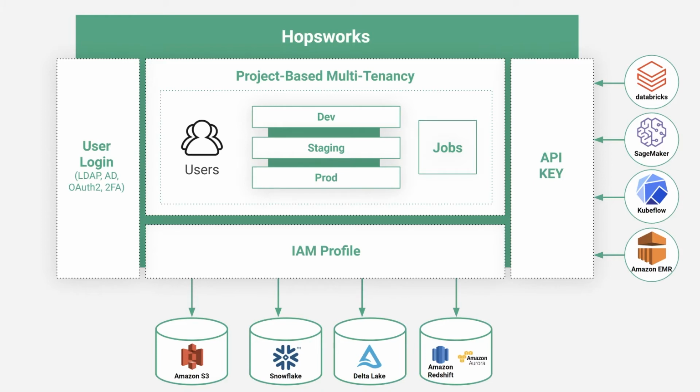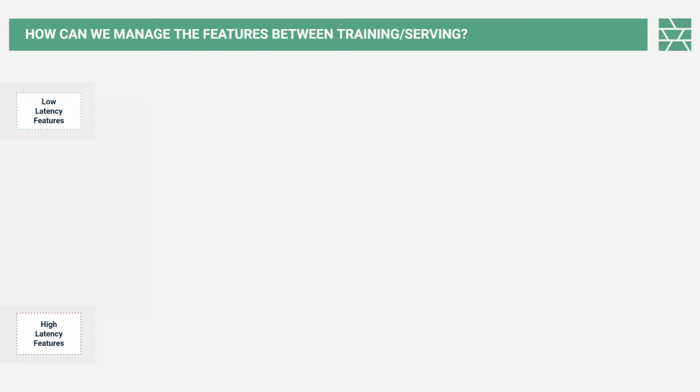And internally in the platform, we have a project-based multi-tenancy security model for managing, for example, development, staging, and production projects and feature stores. And you can run jobs internally in the platform or on external services. So how do we manage the features then? And this is a key point.